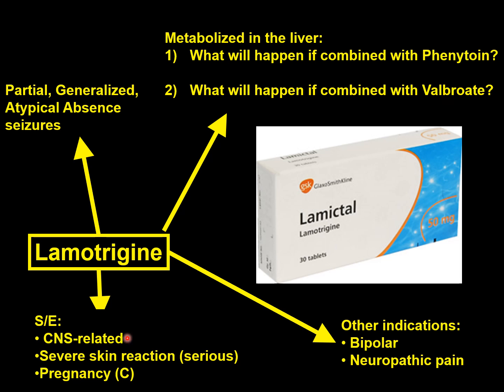central nervous system related. In pregnancy, it is category C, and usually this is one of the medications that is the first choice for a clinician in case they want to prescribe an anti-epileptic for a pregnant woman. One important side effect for this drug is a severe skin reaction. This drug is highly associated with an increased risk of severe skin reactions such as Stevens-Johnson syndrome. This is important information.